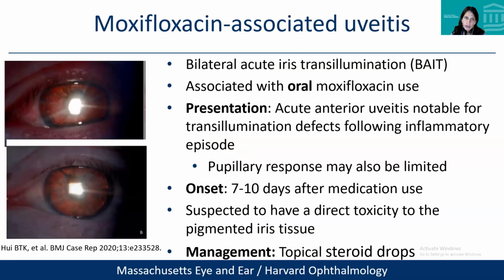So these patients that develop moxifloxacin-associated uveitis often are taking oral fluoroquinolones, most commonly moxifloxacin, for a pneumonia or a UTI. And they develop this very dramatic bilateral acute iris transillumination defect, or BAIT. Now, there's some debate in the literature whether some of the cases of BAIT are due to moxifloxacin versus just a reaction to the underlying virus, or bacteria, that's causing the infection for which they're being treated.